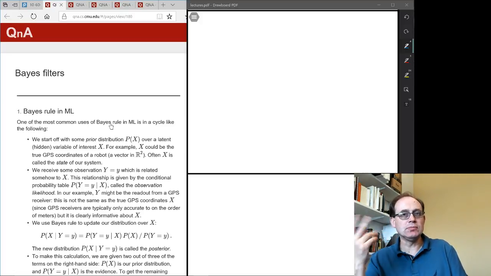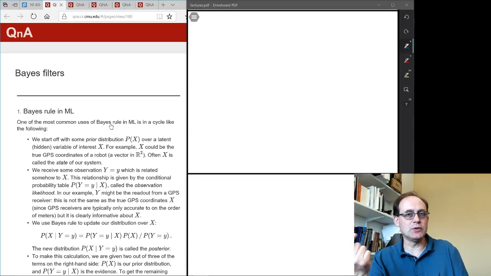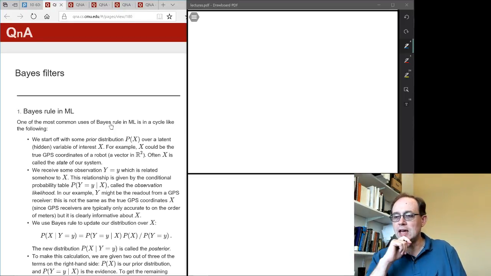Then we start off with a prior distribution on x, and then we get an observation, which we'll call y. Following the usual convention, capital Y will be the random variable, and little y will be a particular value that random variable could take. And so we'll get the observation that capital Y equals little y. That might be, for example, that we observe the readout from a GPS receiver that's on our robot. And so clearly y isn't the same as x, but y provides us useful information about x.